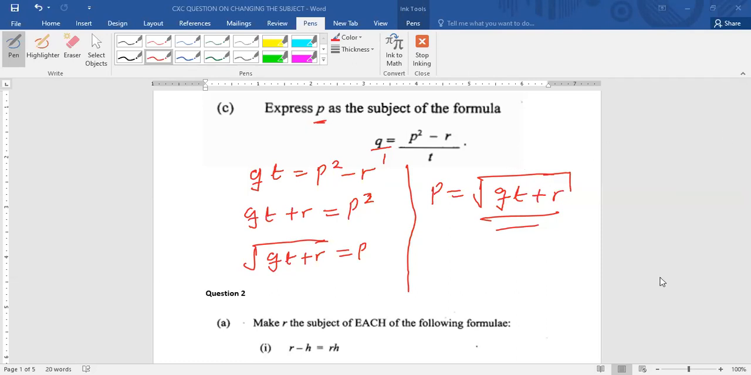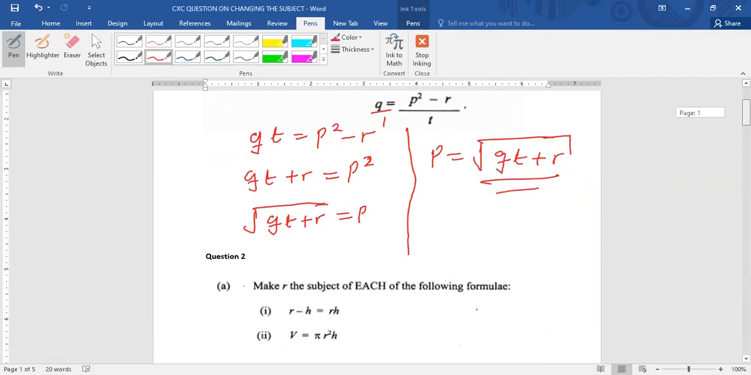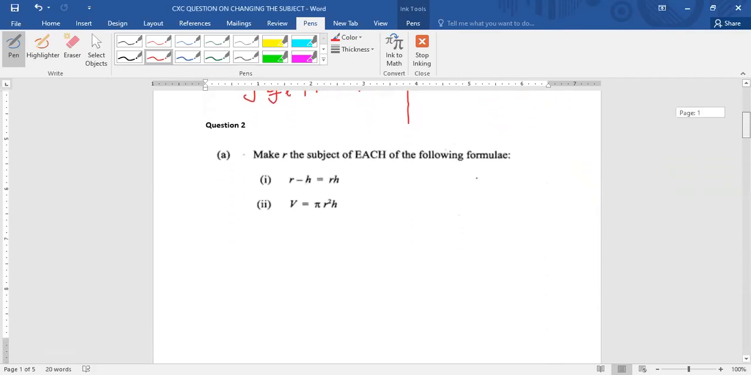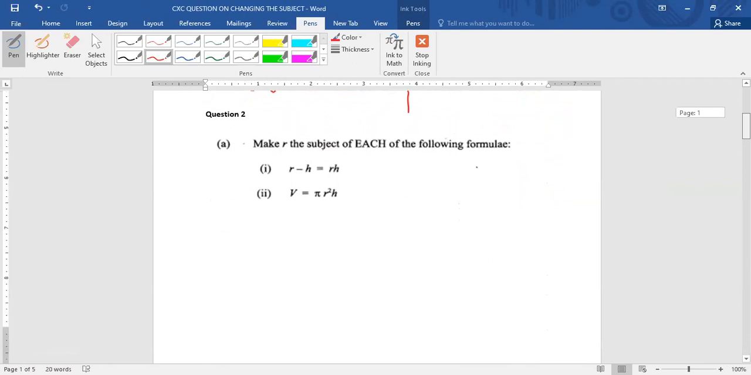All right. So we're moving on to the next question. Question number 2. Make R the subject. So the first one we are going to write is R minus H is equal to RH. What will I do first? Group the R. So how do I group the R?